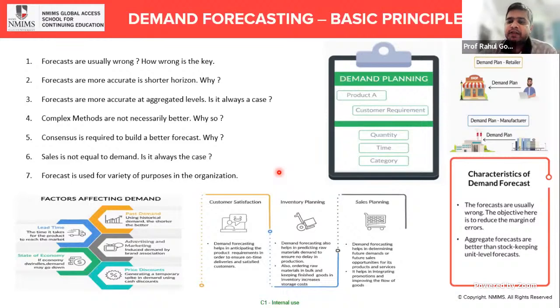Okay, point number five is that consensus is required to build a better forecast. And why? While as data scientists, statisticians, demand forecasters, model builders, and data experts, we would want our models to be as accurate as possible, and maybe not let sales, marketing or anyone else touch, pollute or contaminate the forecast, the reality is that in most organizations there's a human factor as well.